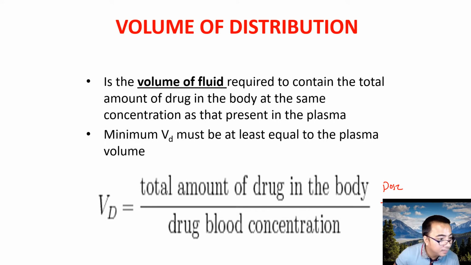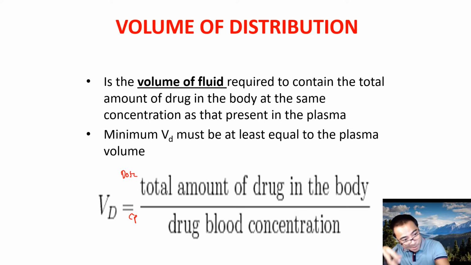Okay, so, class, total amount of drug in the body, we're referring here to the dose. How much of the drug was given. And then this drug blood concentration, we're referring to your plasma concentration. How much of the drug reached the bloodstream. Now, oftentimes, class, if the drug is given intravenously, then whatever the dose is, that's also the amount of drug in the blood.